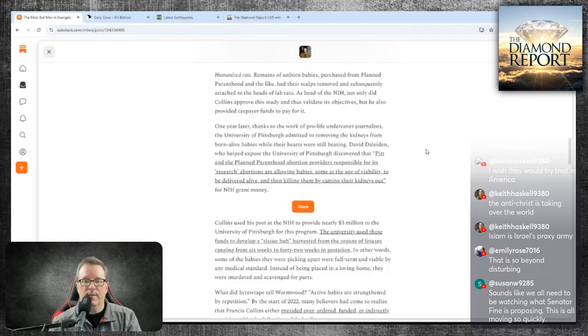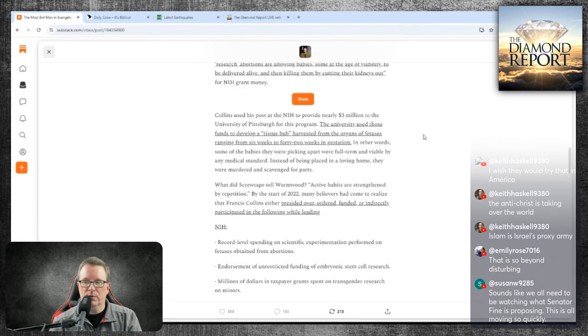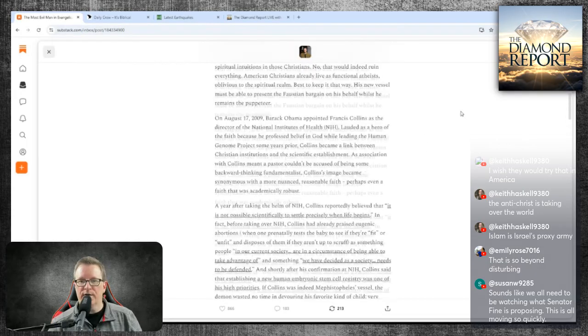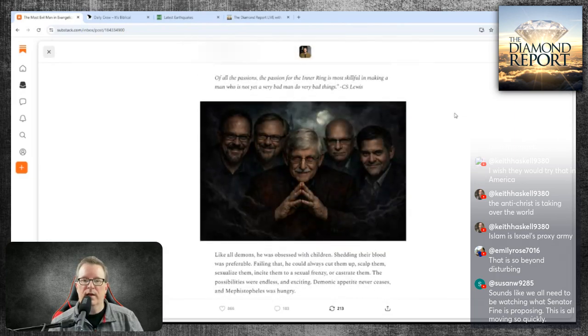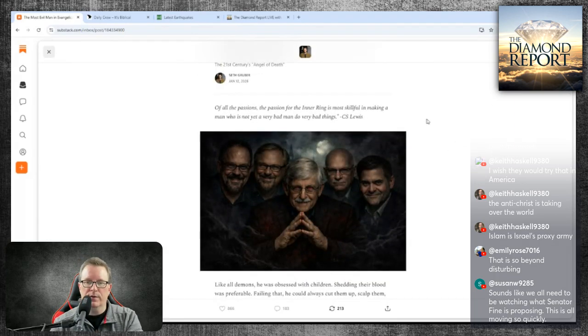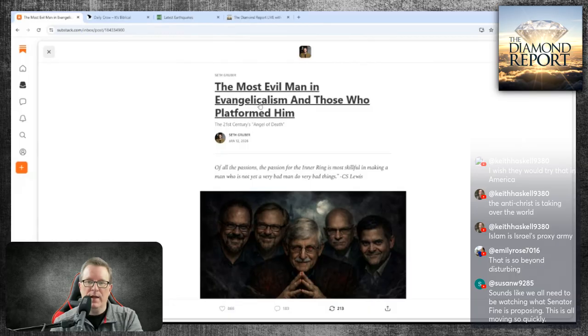So anyway, this is pulling apart the whole Francis Collins mystique and how he is connected to death and murder. The most evil man in evangelicalism and those who platformed him. Looks like it started with Barack Insane Obama, doesn't it? Yeah, not good.